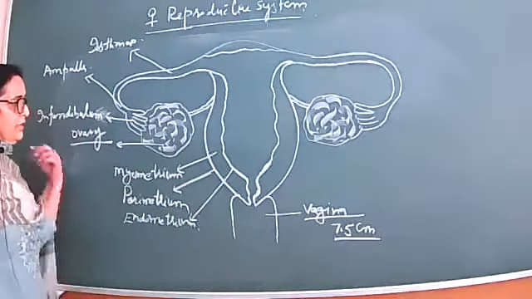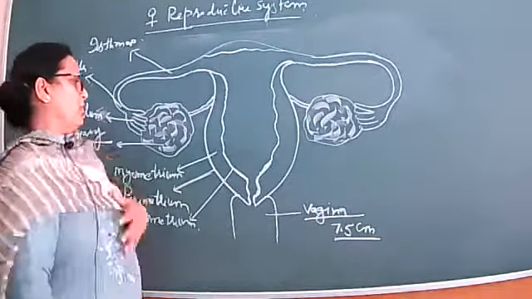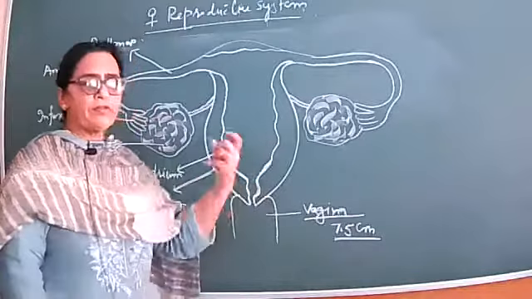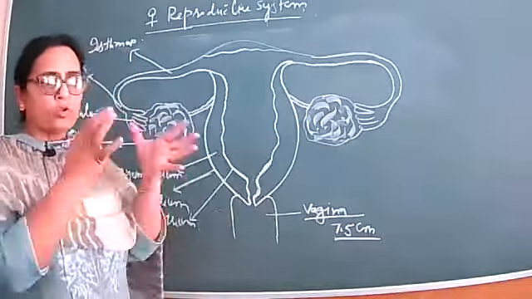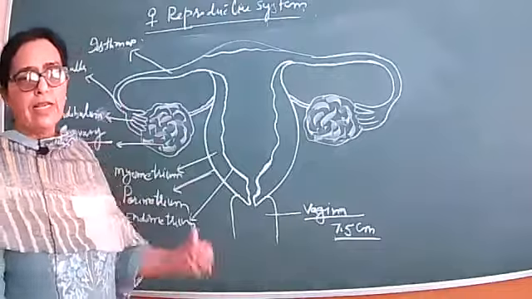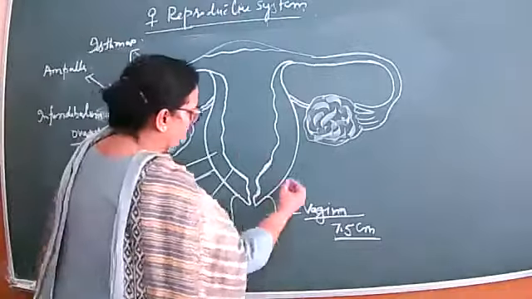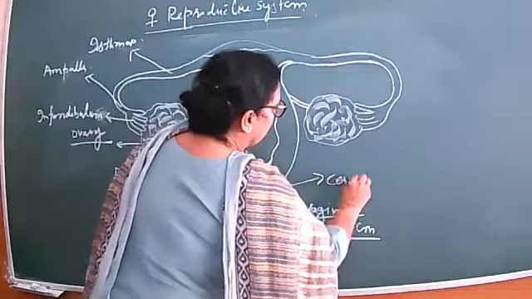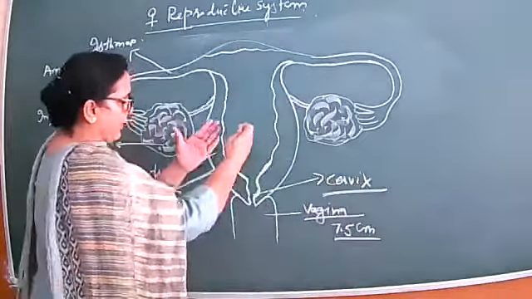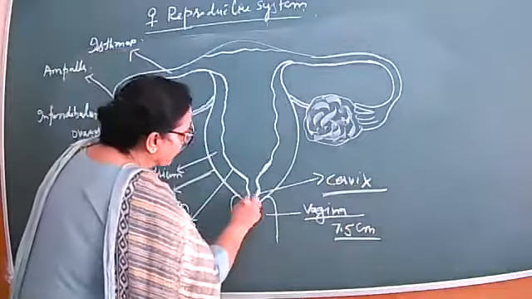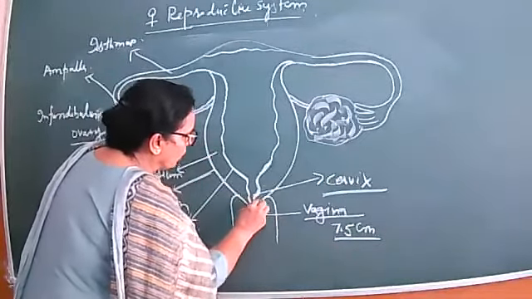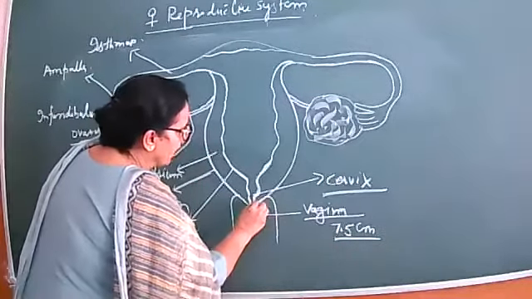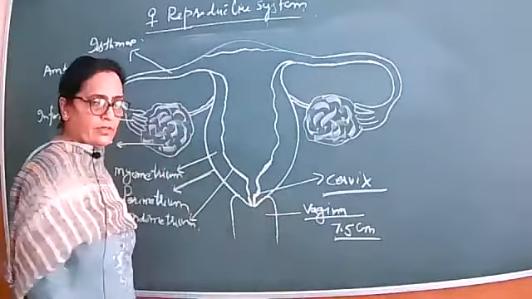Endometrium, right? And the lowermost part, the cervix, has very strong muscles because it has to bear the weight of the developing fetus inside. This portion is known as cervix. Cervix opens, otherwise it is closed. This is closed, right? At the time of parturition, okay?